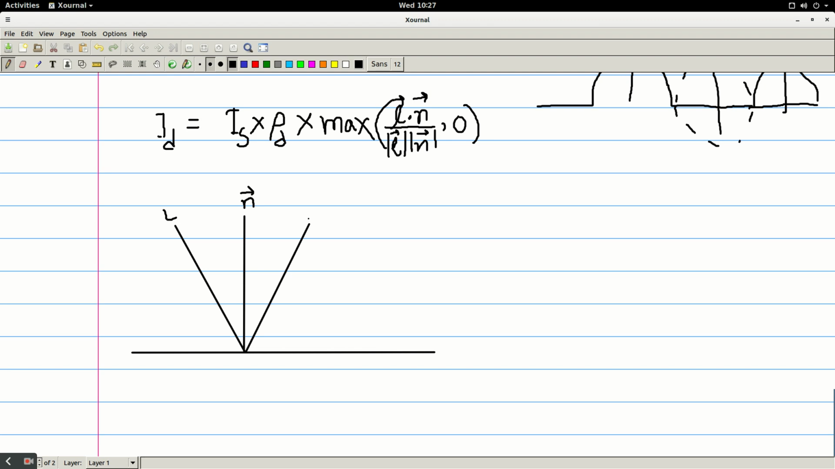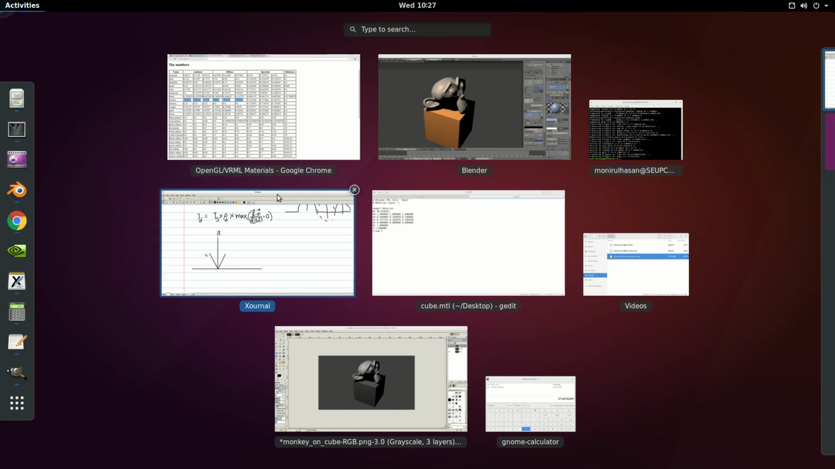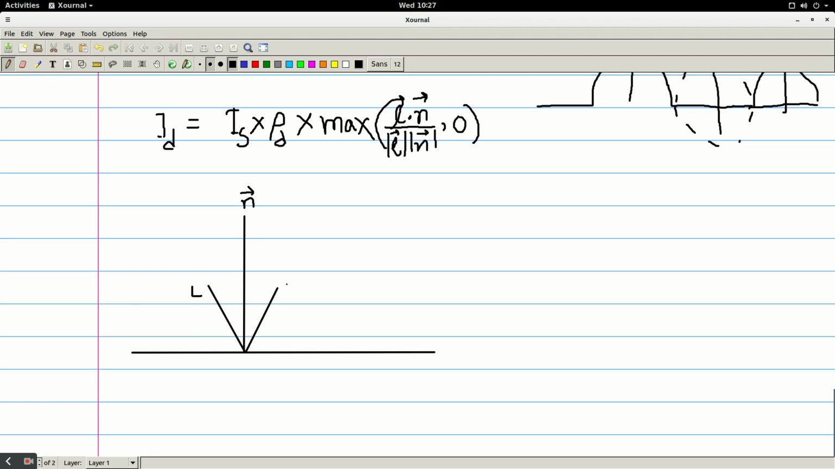Actually, let me make it a little bit shorter. Okay, so that's going to be the reflection. So we can say that this is our L vector, and this is our R vector. That's the reflection vector. So whatever angle we have over here will be the same angle we have over here, and this is our point P.